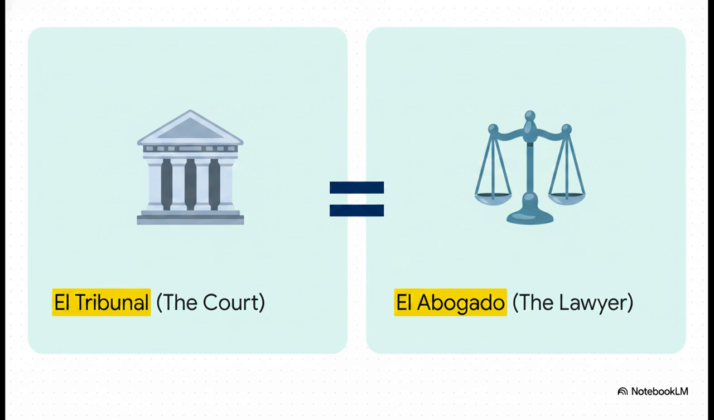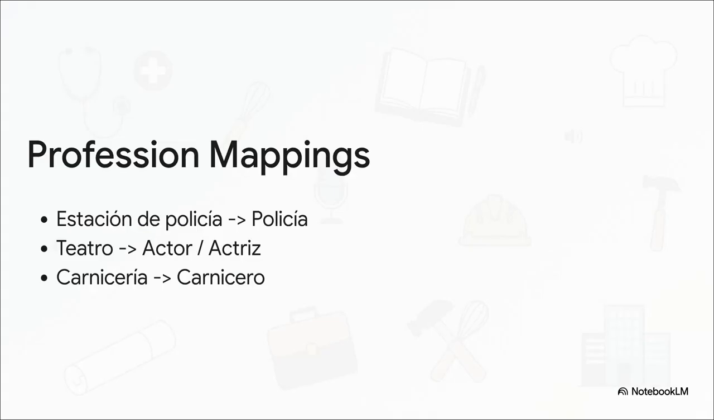Tribunal equals abogado. Let's rapidly fire through the rest of these intuitive matches so you have the vocabulary completely locked and loaded for our practice. Workplace is the estación de policía. The profession is policía. Simple. Teatro, the profession is actor or actriz. And if the workplace is the carnicería, the worker is the carnicero, or carpintería to carpintero. Did you catch that linguistic pattern?